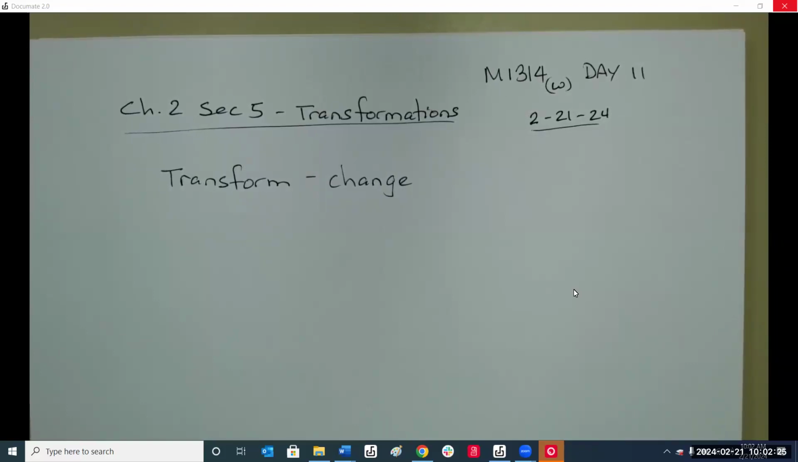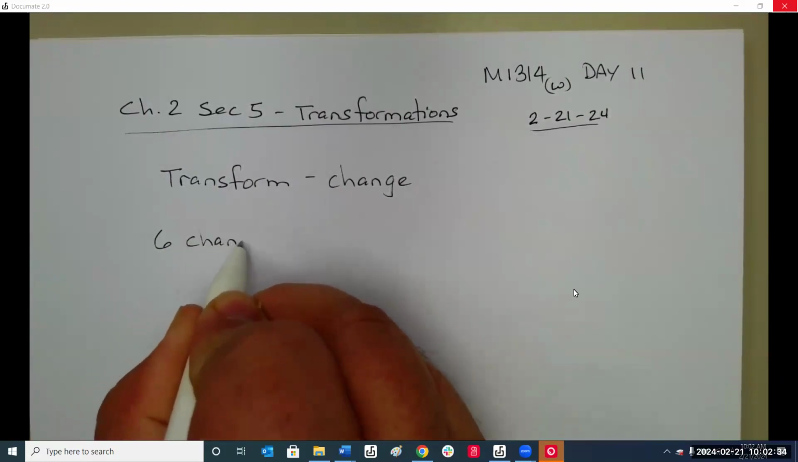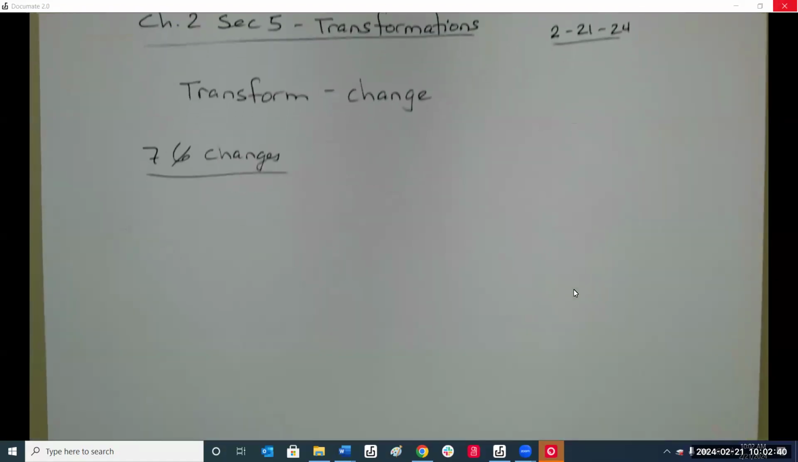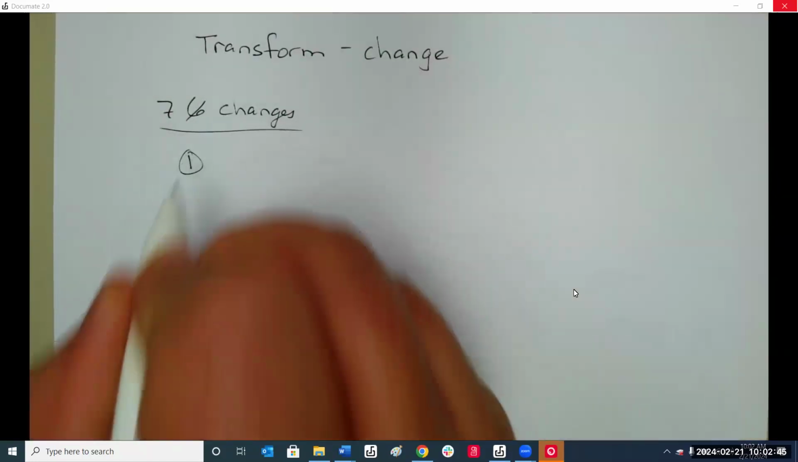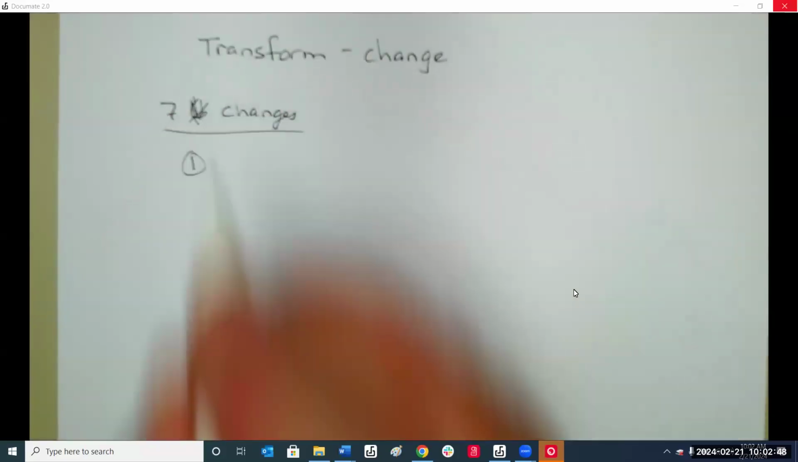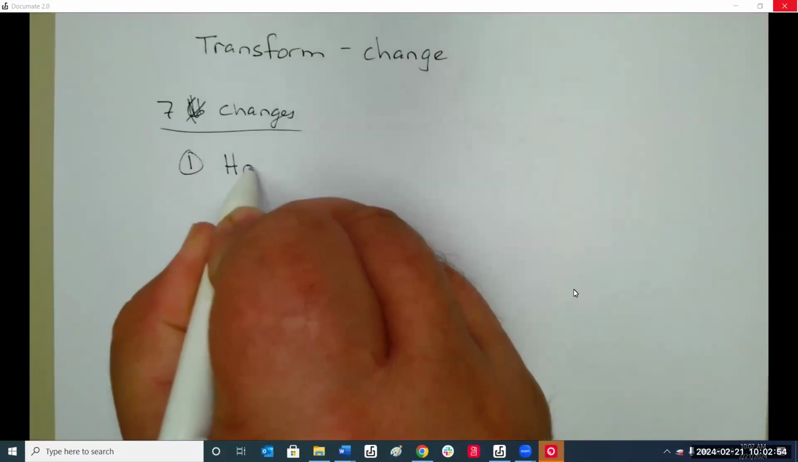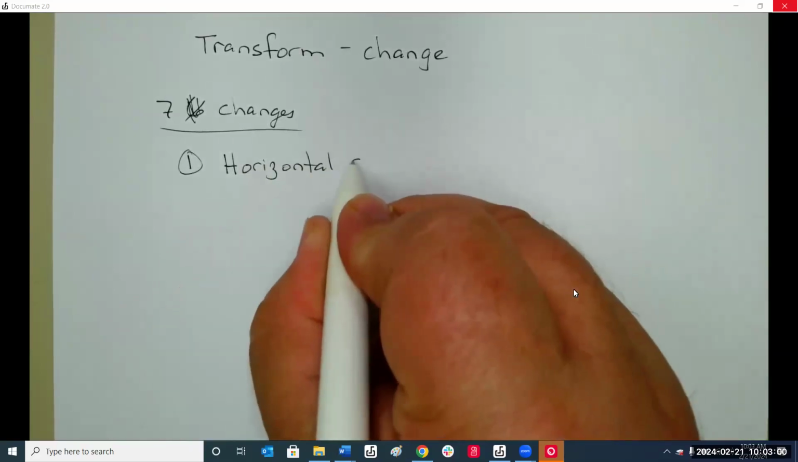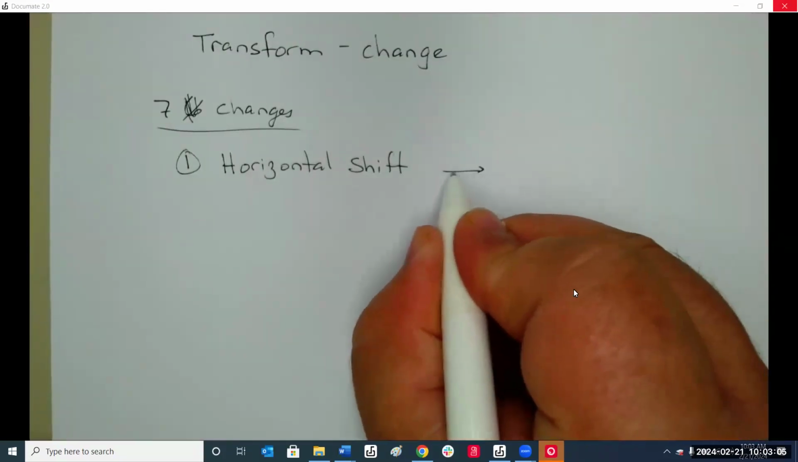It seems like there are only a few, but it's really 6. We have 6 changes we can make. Oh, okay. 7 changes. I didn't think about that one. Yes, but you're right. The first change we can do, we have 7 changes. We can do a horizontal shift. That's left and right.